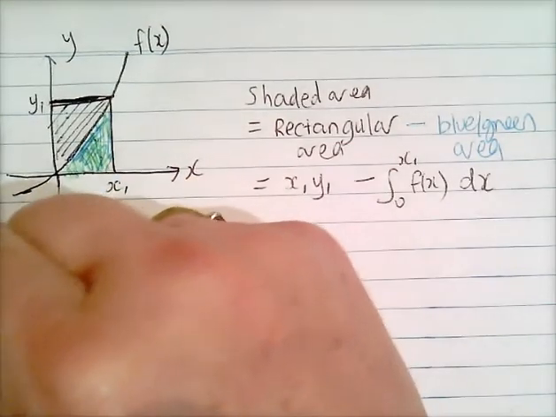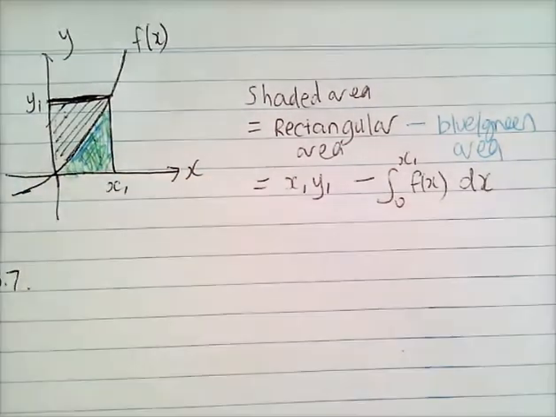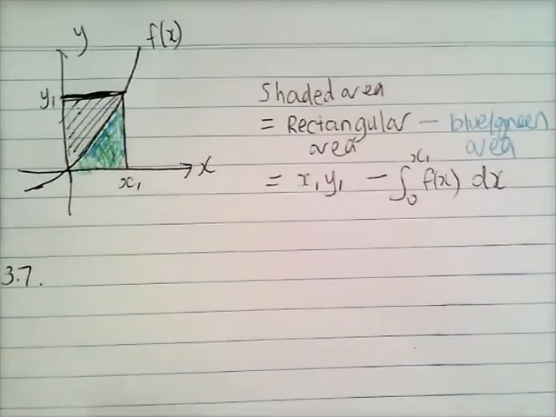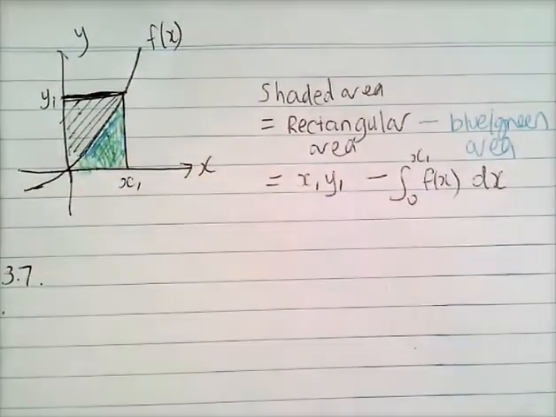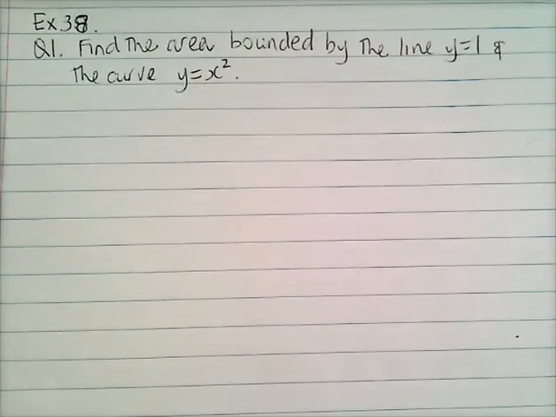Okay, I'm now going to do some examples from exercise 3.7. First thing I'm looking at is question 1. Okay, here is the first question. Question 1 from, sorry, I think it's exercise 3.8 actually. So find the area bounded by the line y equals 1 and the curve y equals x squared.